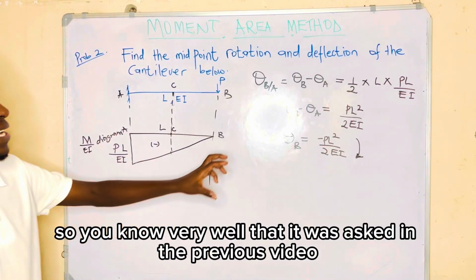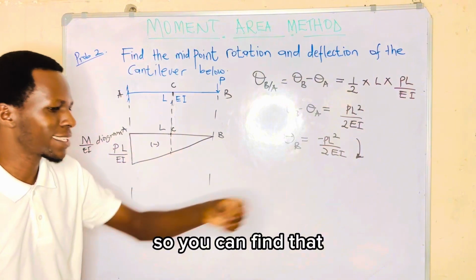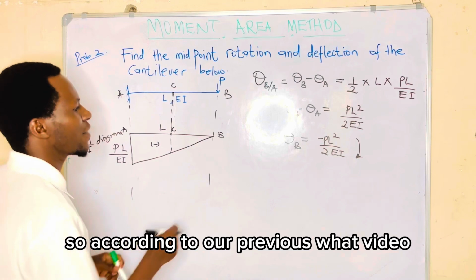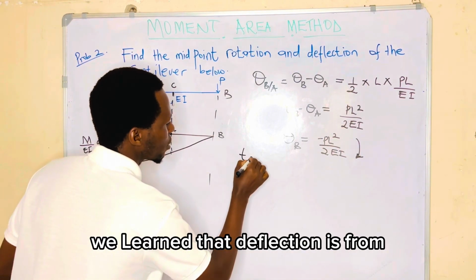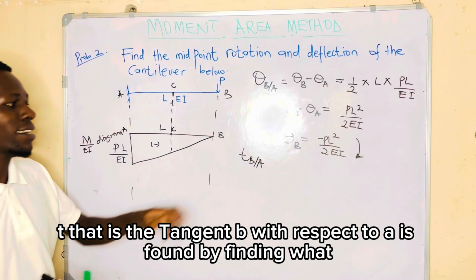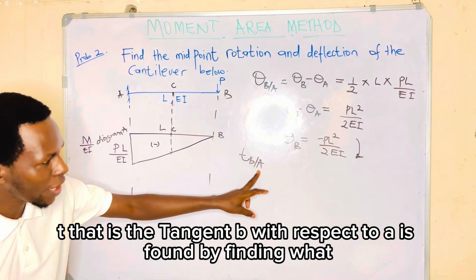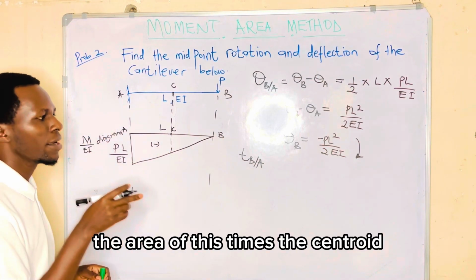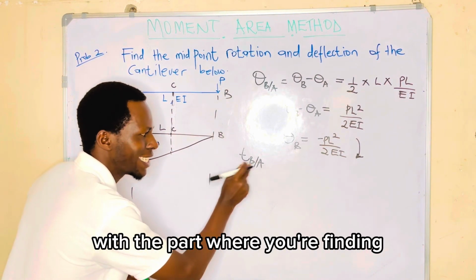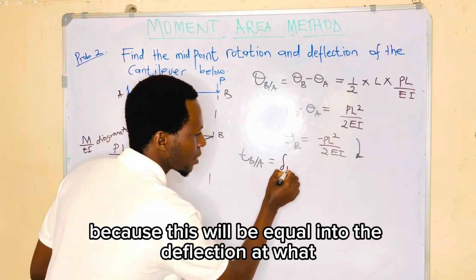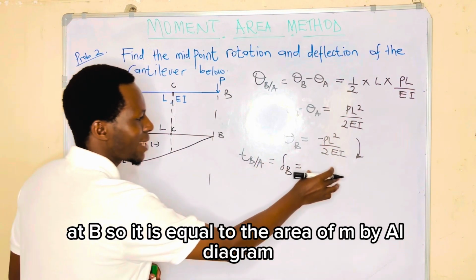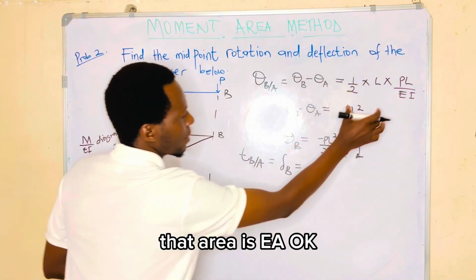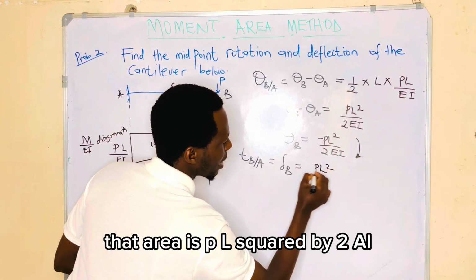You know very well that it was asked in the previous video, so you can find that. You can also find the deflection at this point B. According to our previous video, the deflection, that is the tangent B with respect to A, is found by finding the area of this times the centroid, with respect to the point where you're finding, because this will be equivalent to the deflection at B. So it is equivalent to the area of the M by EI diagram. That area is here, PL squared by 2EI.